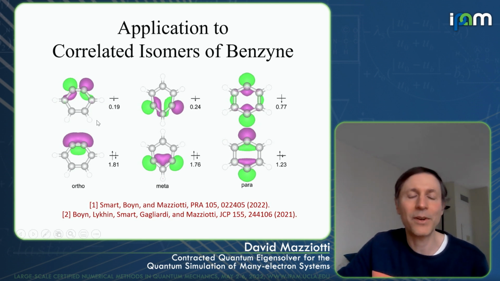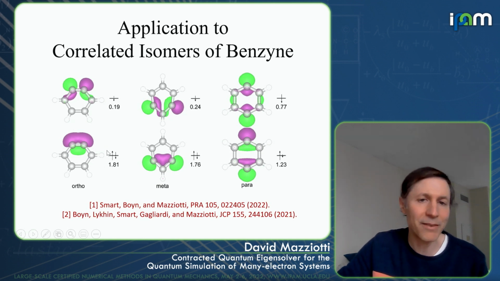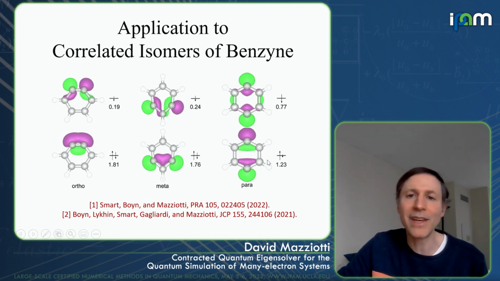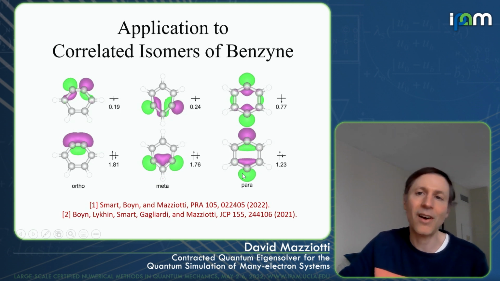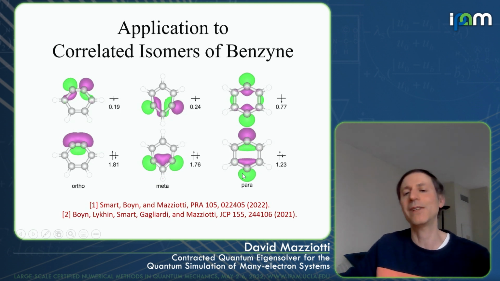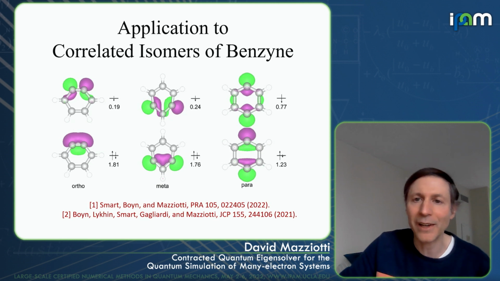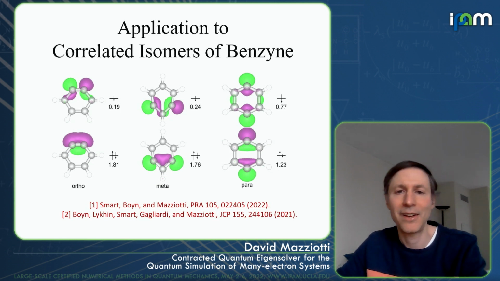Going from left to right, you can see the degree of correlation increases as you go from ortho to meta to para. When the 2 radicals are close to each other, it's essentially not very strongly correlated. Whereas in the para case, when the 2 radical centers are separated at a greater distance, we see the emergence of fractional occupations here on the right.